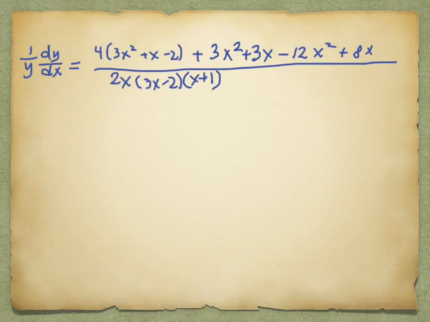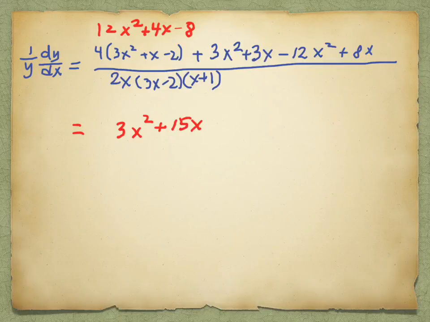So if I combine the top, I've got, not to combine, but multiply, 12x squared plus 4x minus 8. Now we need to combine. All right, so x squareds. How many x squareds do I have? I just have 3x squareds, right? Because I have 12x squared at the beginning and a negative 12x squared at the end. How about x's? 15? Yep, 15 x's. How about constants?